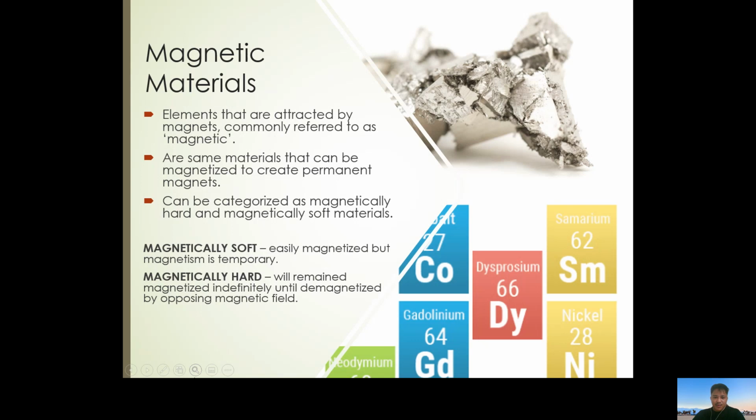If you already did that experiment, or accidentally did that experiment, you can visualize that scenario. So that is an example of a magnetically soft element. They become temporarily magnetic. The other one is magnetically hard.